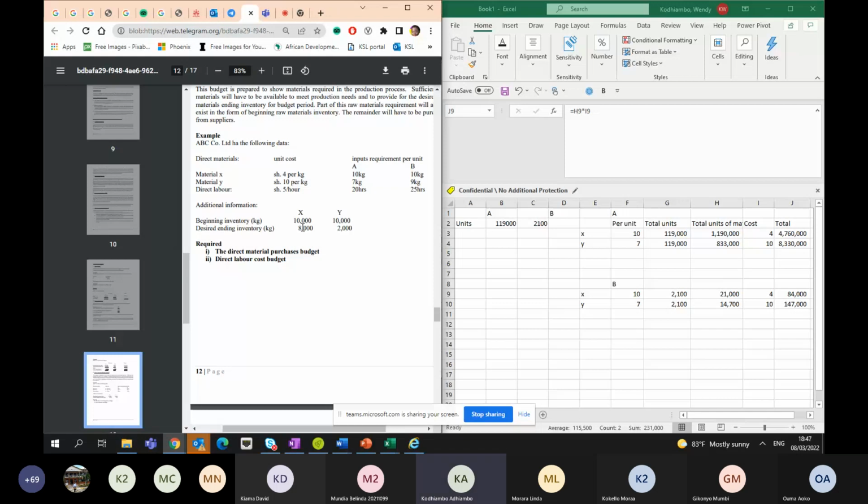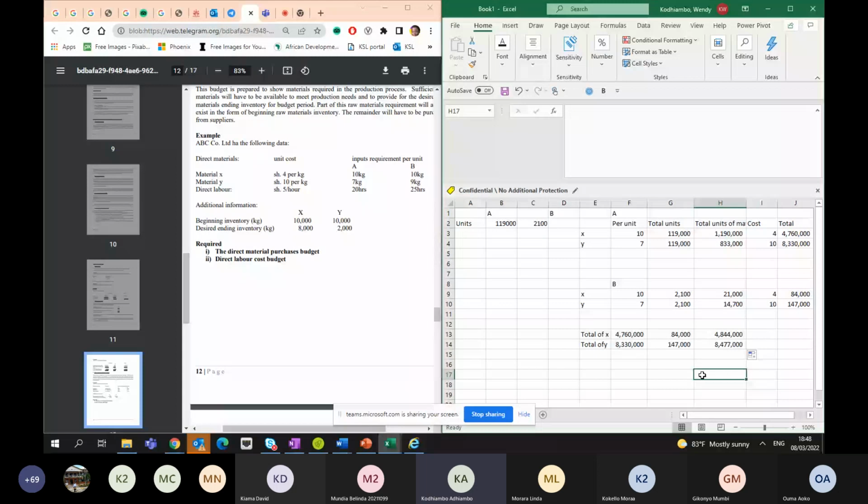So in order to get the total of X, and it's because we already have beginning and ending inventory in terms of X and Y. So that is what we have. Does it make sense to everyone before I move to the next step? Okay. Who is struggling with the concept a bit?